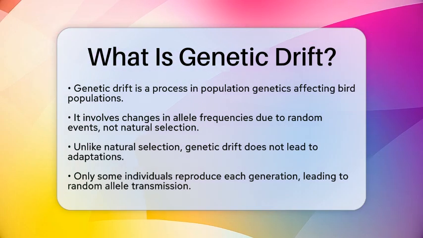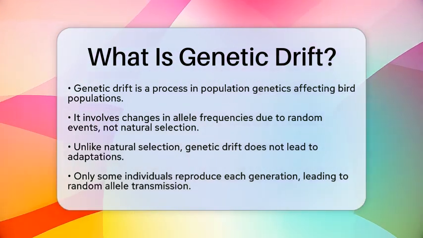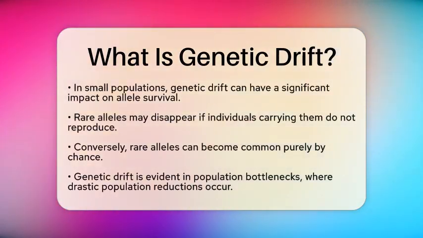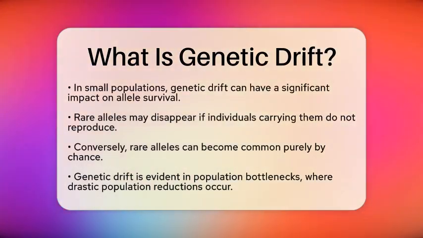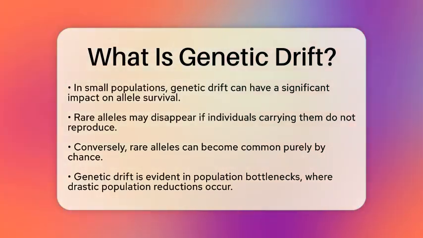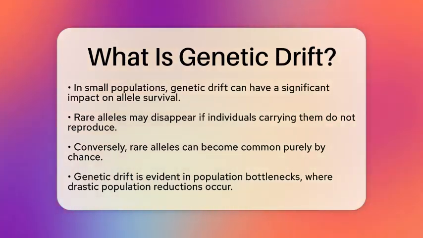For example, if a few birds with a rare allele do not reproduce, that allele could vanish from the population. On the flip side, an initially rare allele might become common purely by chance. Genetic drift is particularly noticeable in two scenarios: population bottlenecks and founder effects.